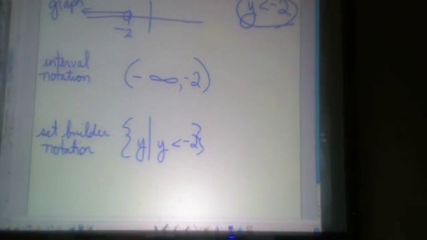The bracket means that it's like a closed circle. The bracket's the same thing as a closed circle. It equals the number. Okay?